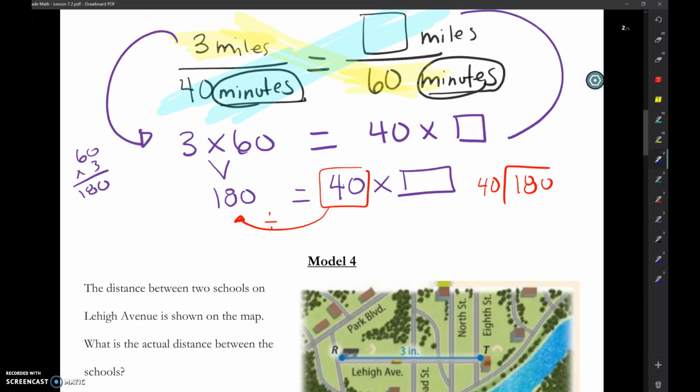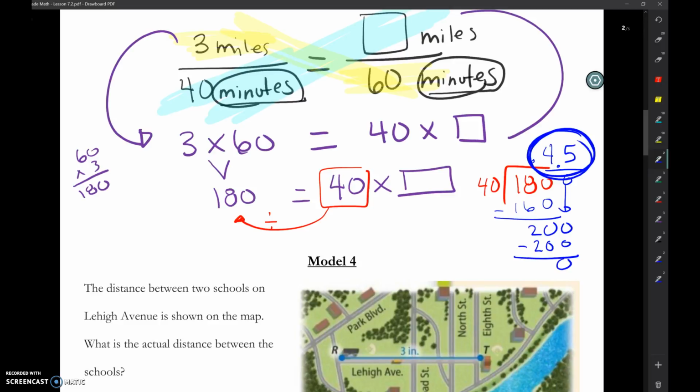And I'm going a little fast, but 40 goes into 18 0 times. 40 goes into 180 4 times. So 40 times 4 is 160. Decimal point, bring down the 0. 40 goes into 200 5 times. So it's actually 4.5 is what I would have. And so basically what I'm doing here is multiplying 40 times 4.5.